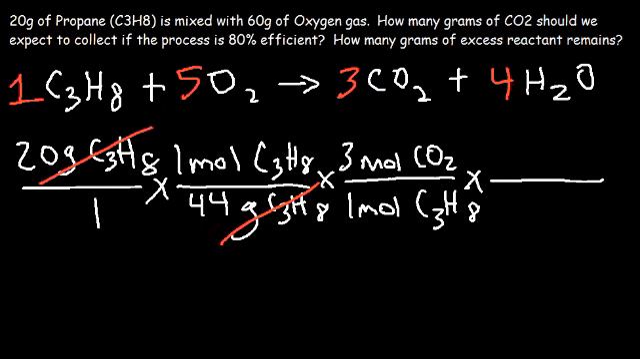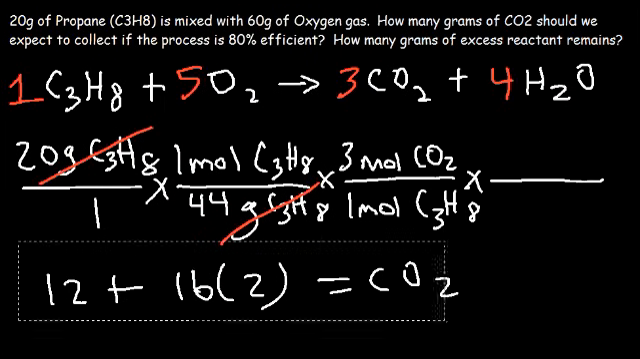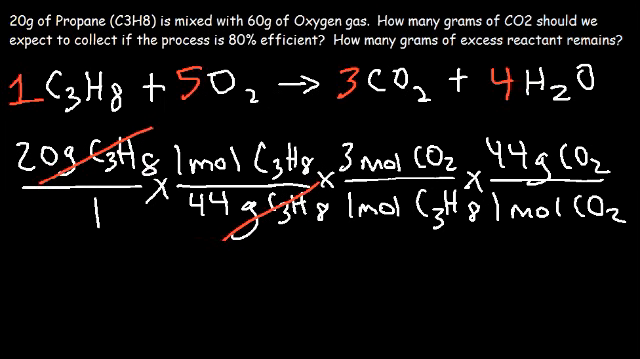So we need the molar mass of CO2. It's 12 for carbon, 16 for oxygen times 2, since we have 2 oxygen atoms in CO2. 16 times 2 is 32 plus 12, so that's 44. So there's going to be 44 grams of CO2 per 1 mole of CO2. So the unit moles of C3H8 will cancel, and the same is true for moles of CO2.